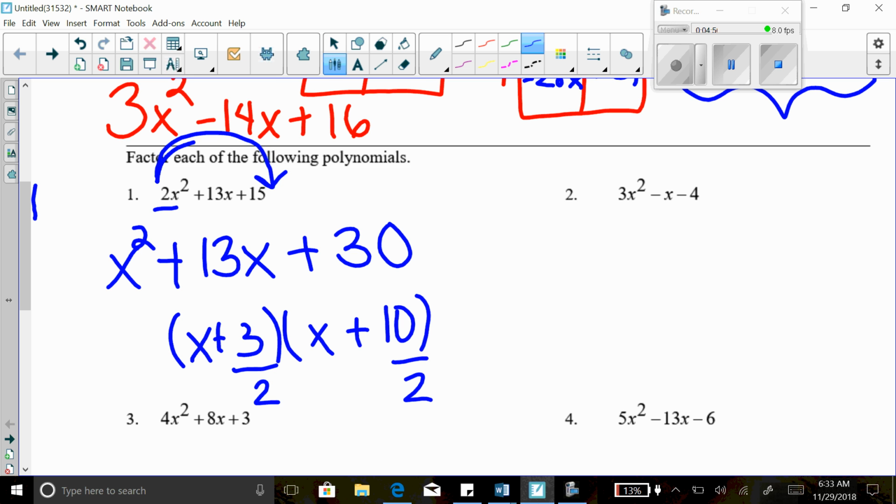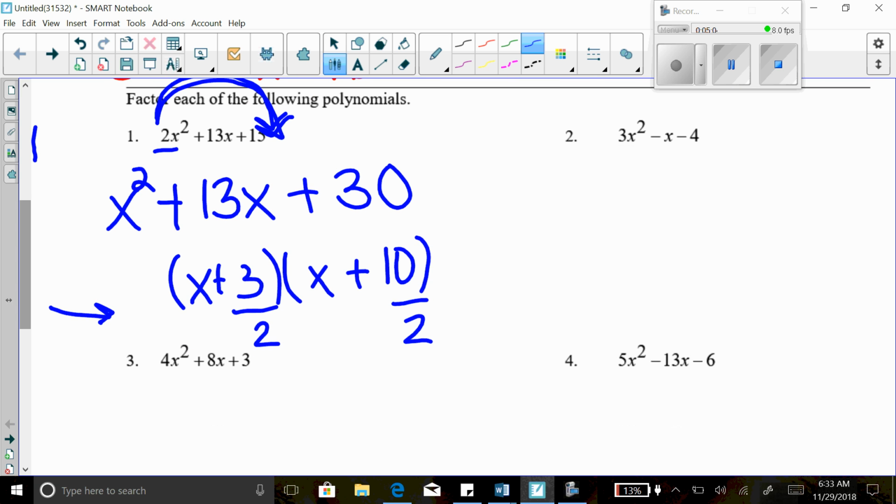So at first, I slide it, and then I divide it. So you look at each of the fractions now and say, can I simplify them? Well, 3 divided by 2 cannot be simplified, but 10 divided by 2 can. So I have x plus 3 over 2, x plus 5.